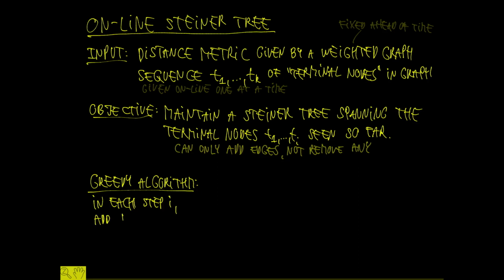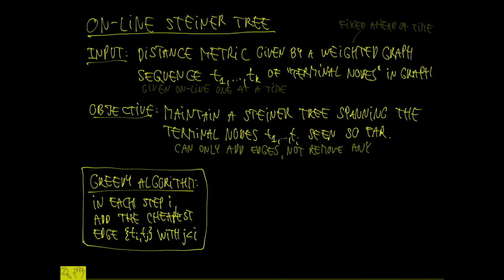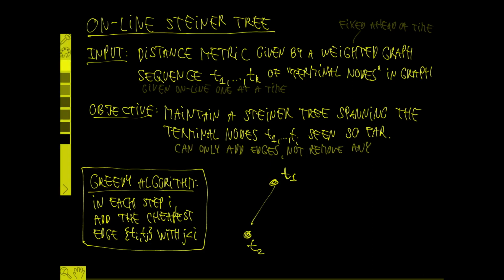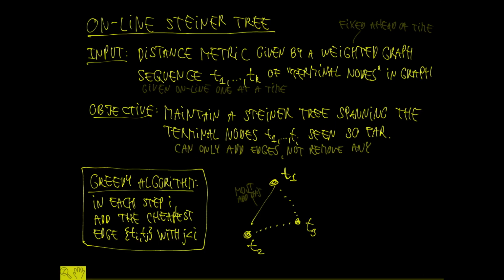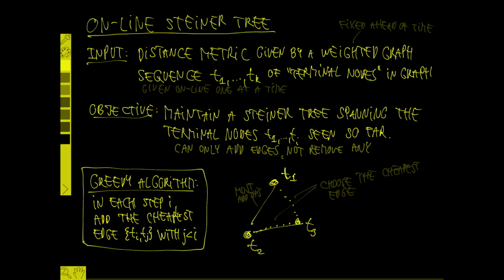An obvious approach is a greedy algorithm that in each step adds the node or the edge to this tree that is the cheapest possible way of connecting the existing terminals to the new one. So simply choose the cheapest edge t_i t_j to some previous node t_j. First we add t1 to t2. For t3 we have two choices. We could either connect it to t1 or t2, and we are going to choose the cheapest one. So let's say it's the one for t2. For t4 we have three choices, and we choose again the cheapest one, and so on.